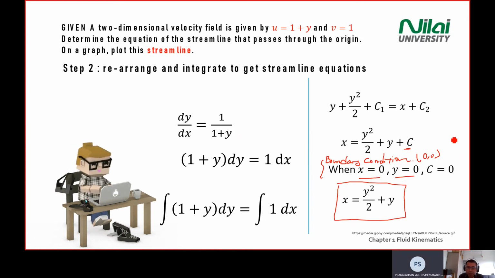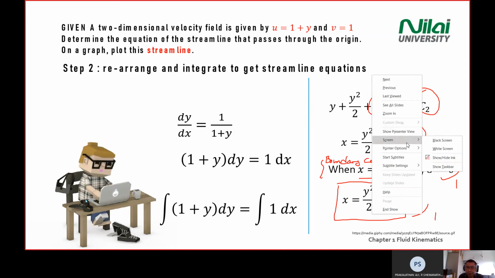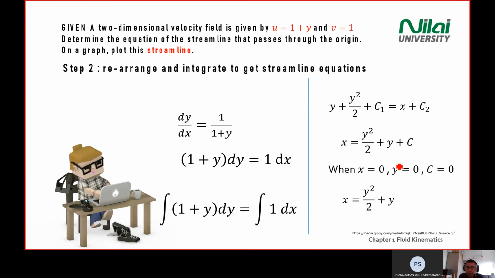There are some marks for this boundary condition, and for the simplification, this also has marks. Most of the students forget about this one. They forget to find the constant value. In this case, it's very straightforward because there is no constant value. In a later example, you will see that your constant value has something. This one is a straightforward example. Any question up to this answer?